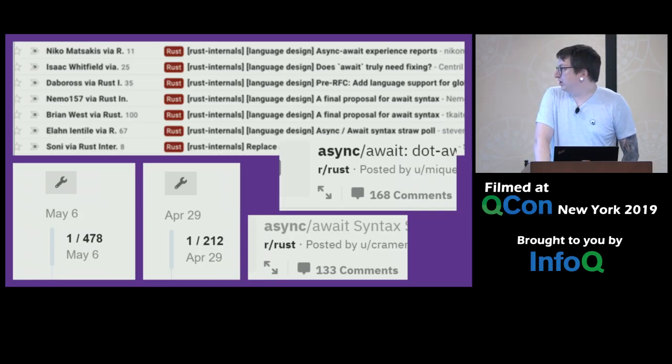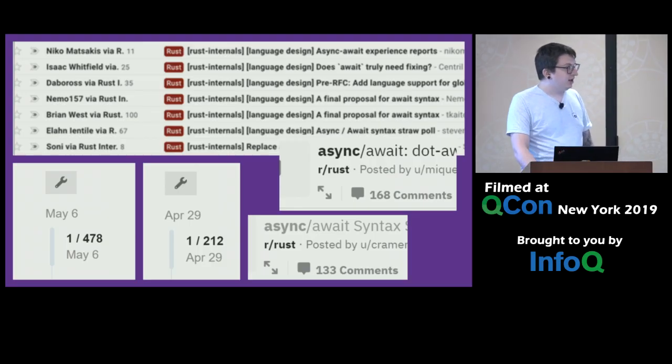This is multiple threads on our discourse instance, 478 on one of those, 212 on the other one. Somebody else posted a screenshot of their email inbox and was like, you can see those numbers there, like 25, 35, 100, 67, 8. Almost all of these are about Async-Await, all individual threads. The Reddit had, like, these are just the top 2. There were actually more threads than this, but like 168 and 133. People really like talking about syntax, as it turns out.